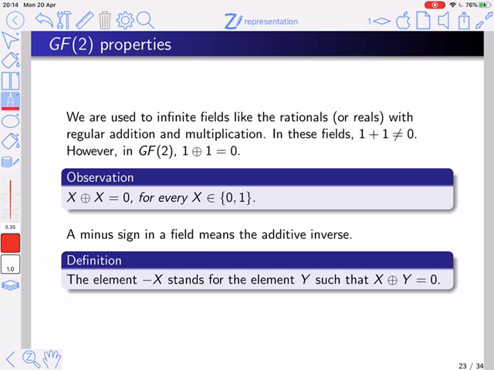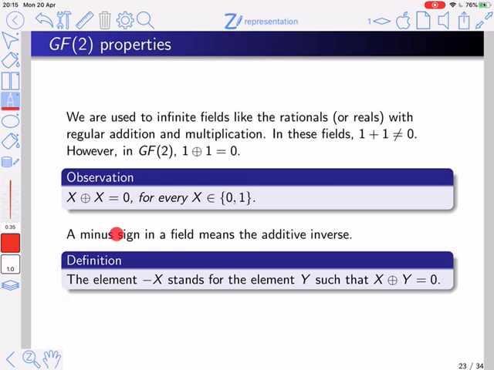Now let's talk a little bit about the properties of G of 2. We're used to infinite fields, like the rationals or the reals or the complex numbers with regular addition and multiplication. In these fields, of course, 1 plus 1 does not equal 0. However, in G of 2, when you add 1 plus 1, it's the XOR of 1 and 1, and that is 0. So over G of 2, 1 plus 1 equals 0. This is often referred to as the characteristic of the field. G of 2 is a field of characteristic 2 because when you add 1 to itself twice, you get a 0. Okay, so x plus x, or x XOR x, equals 0 for every x in 0, 1.